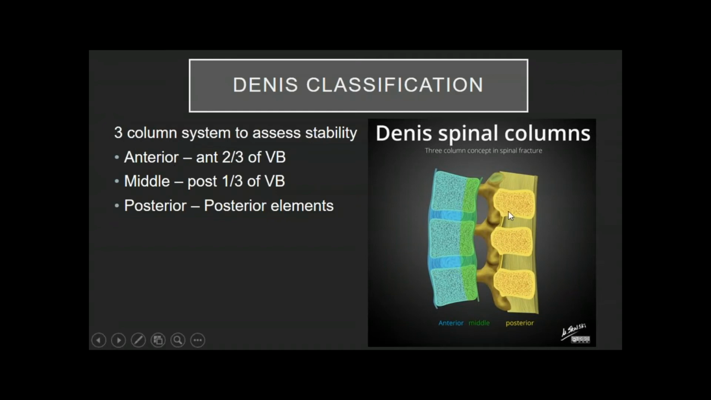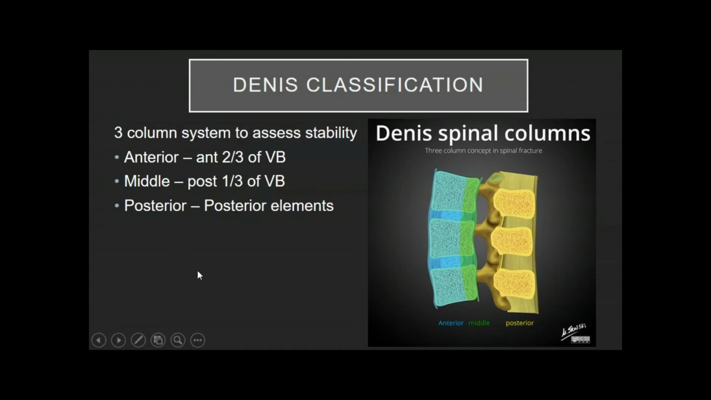So the anterior column is going to be the anterior 2/3 of the vertebral body, which you're seeing right here. The middle column is going to be just the posterior 1/3. Okay, so it is by far the smallest column. And then the posterior column is going to be all of the posterior elements. So that includes the posterolateral elements, which are the facets, and also includes the spinous processes.